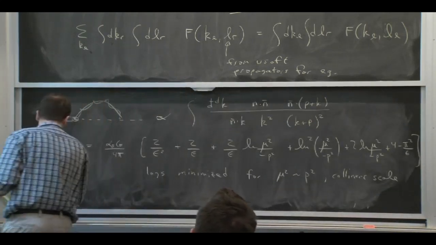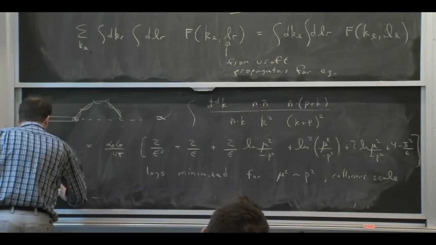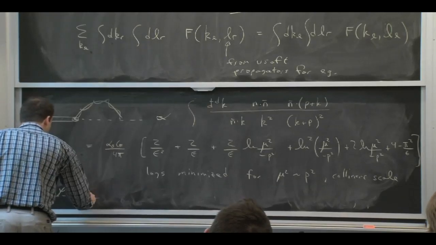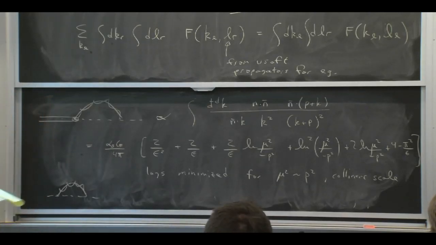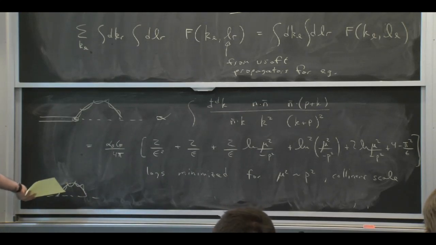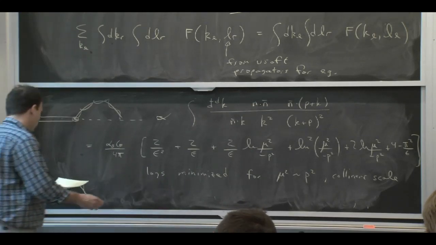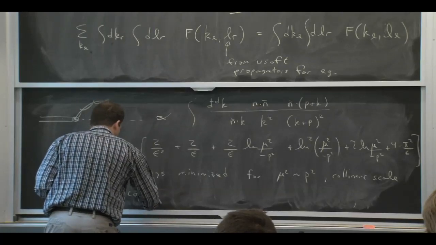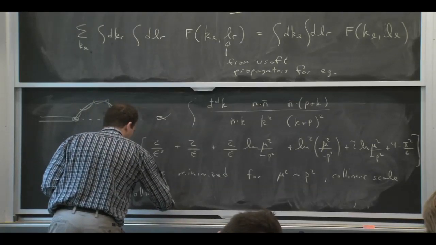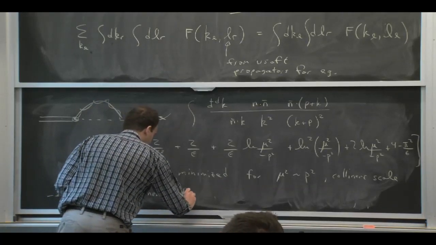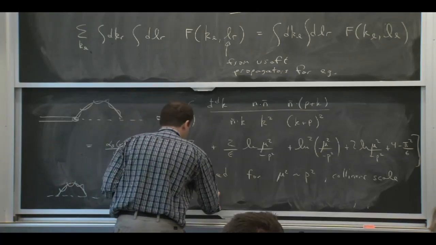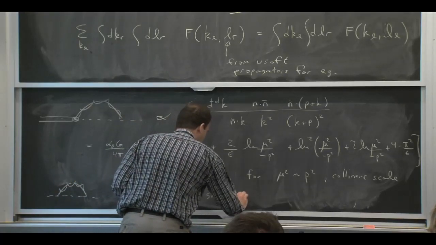Squeeze in another diagram here. If we do the collinear wave function normalization, then this is non-zero. This was zero for the ultrasoft gluon, but for the collinear gluon, it's non-zero. And it's exactly the same as the full theory. It's the same as massless QCD.